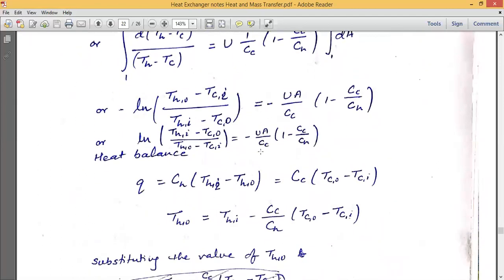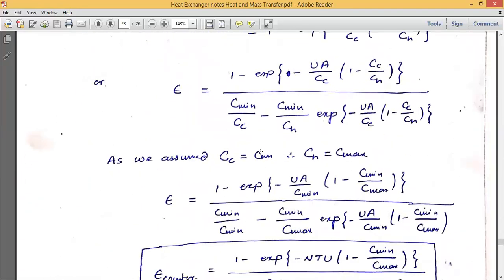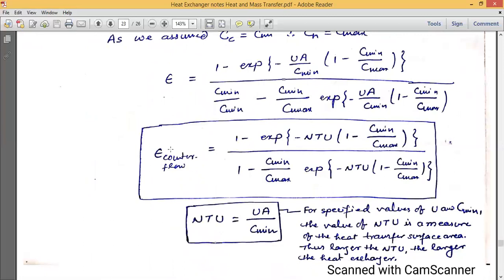However, after the rearrangement you will get in a similar fashion the final expression, that is the effectiveness for the counter flow. This is the expression for the effectiveness of counter flow: 1 minus exponential to the power minus NTU into (1 minus C minimum upon C maximum), divided by 1 minus C minimum upon C maximum exponential to the power minus NTU into (1 minus C min upon C max). So here NTU is UA upon C minimum. This is the NTU definition. What is NTU? Number of transfer units.